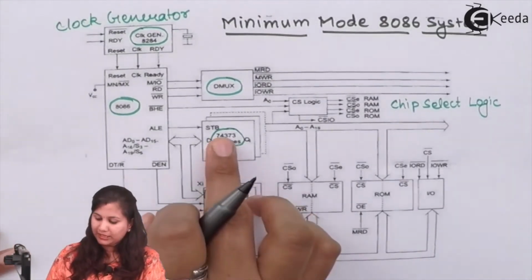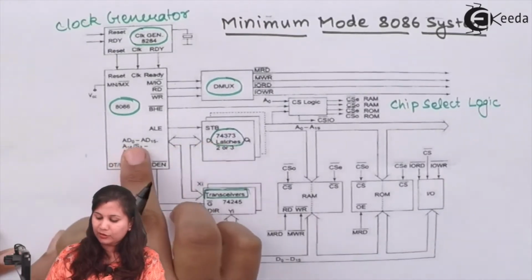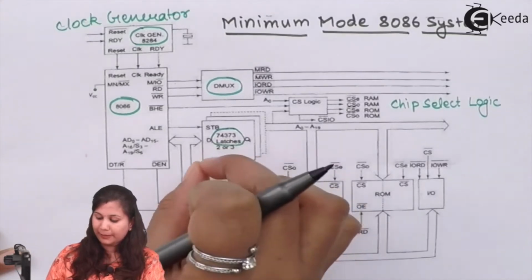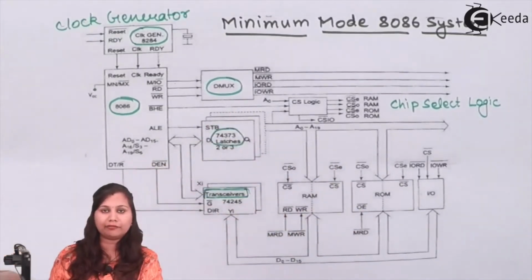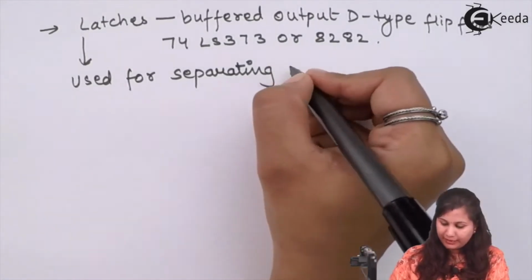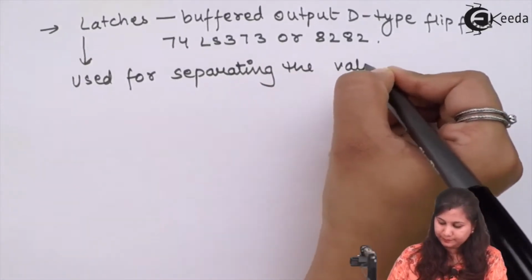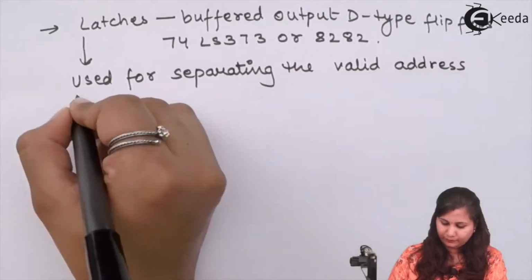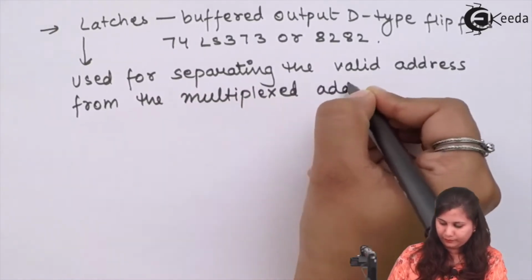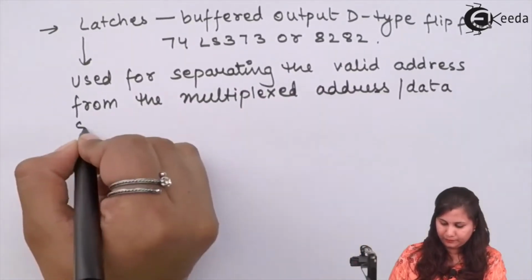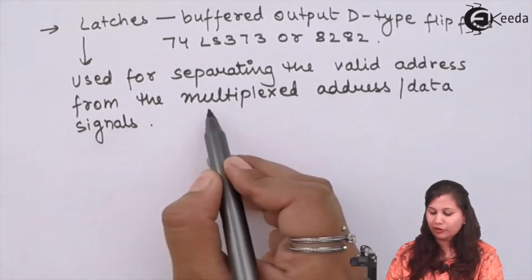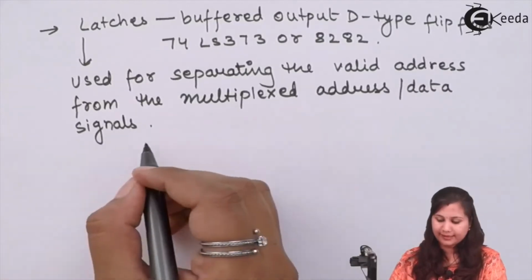So here you can see the latch is there, the input is the address and the data bus which is multiplexed, and this is separating the address and the data from each other. So these are used for separating the valid address from the multiplex address and data signals.